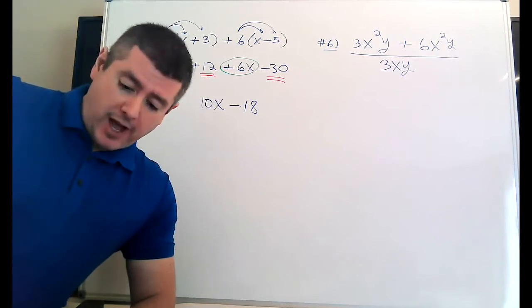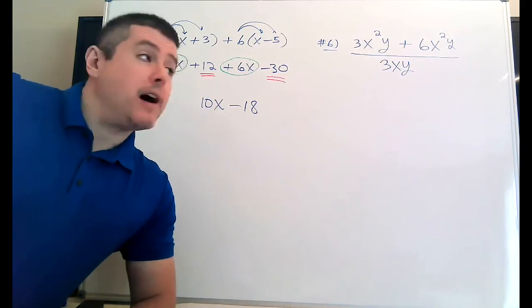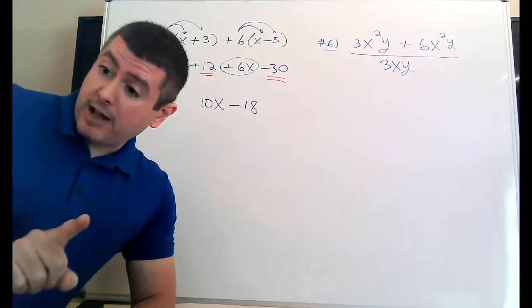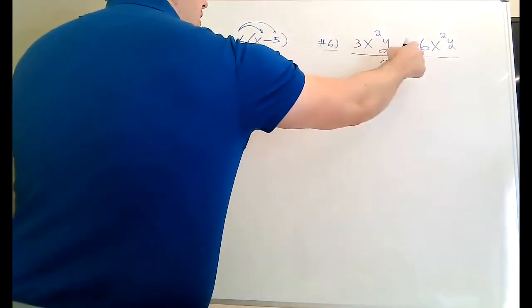Always combine the top if you can. So the question is, can you add the top? And the answer is yes. You have the x squared y creature. Both of them are identical. Same letters, same powers. So what you do is you do the top, add the numbers in front.